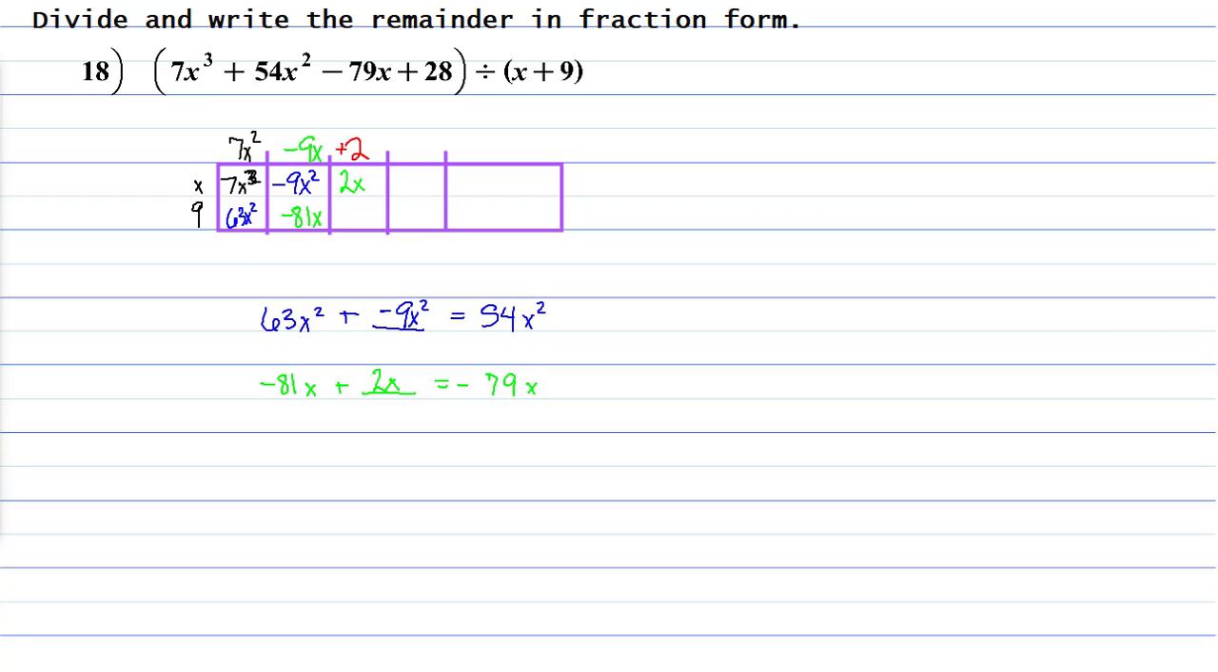No more variables, so that means the next column is going to be my remainder. 18, when I multiply to come down, plus something is equal to 28. That something is going to have to be 10. So my answer is 7x squared minus 9x plus 2. The remainder is positive, so I put a plus sign. X plus 9 is my denominator, and 10 is my numerator.